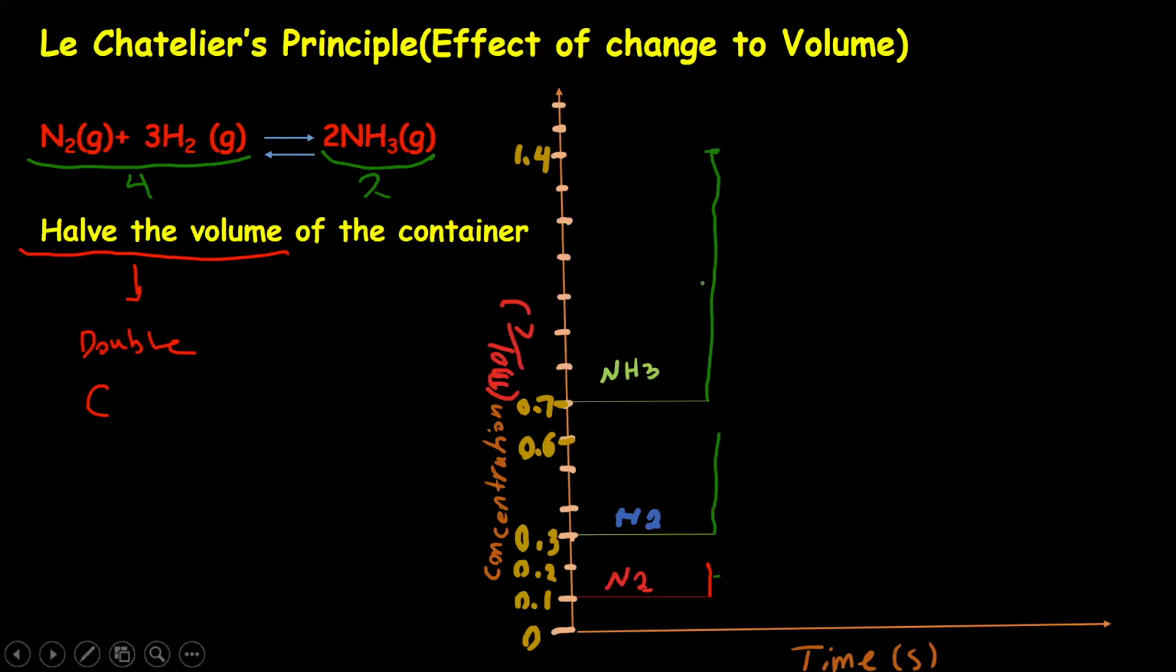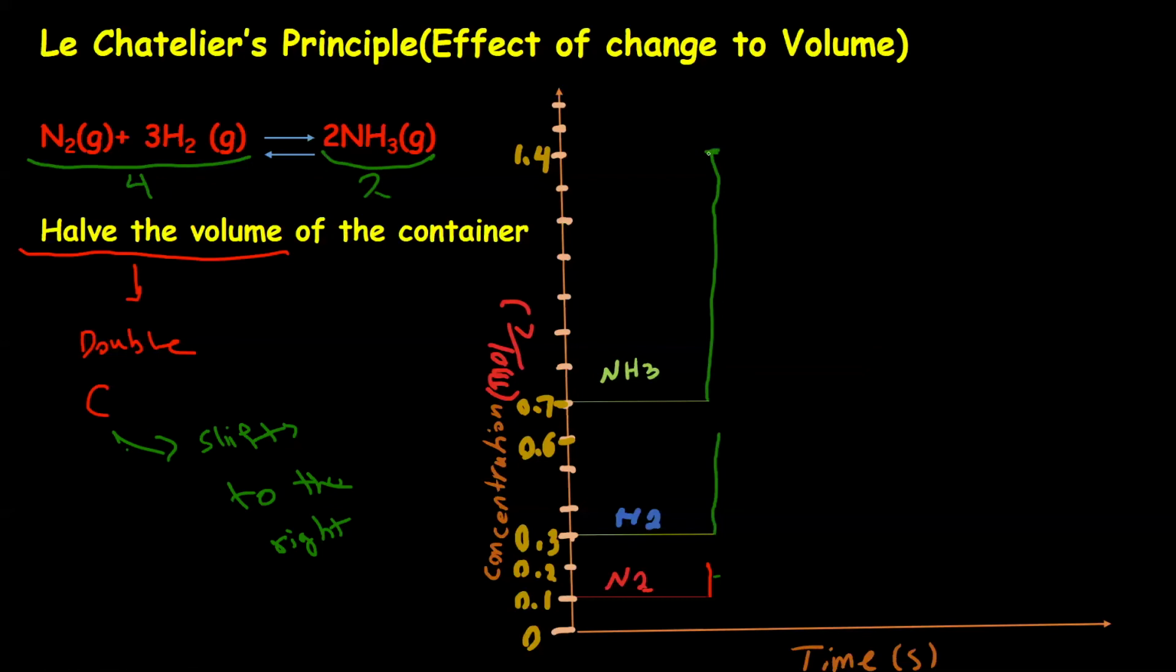So we want to minimize this change. The system should go to the direction to decrease the pressure. If you go to the right side, you see the number of moles of gases decreases. So it means the pressure decreases. So actually, based on Le Chatelier's principle, we can say the equation needs to shift to the right. Let's see what happens. So it means the concentration of NH3 needs to be increased.